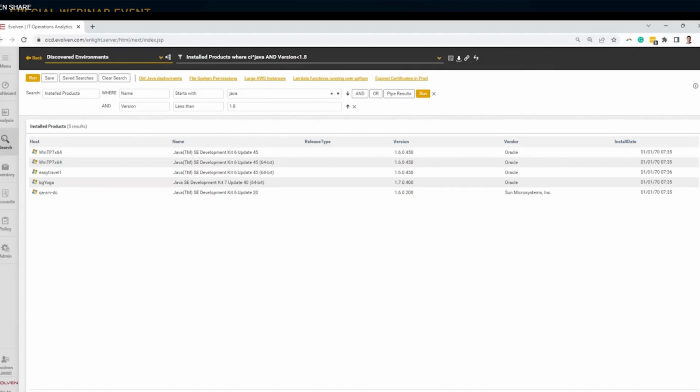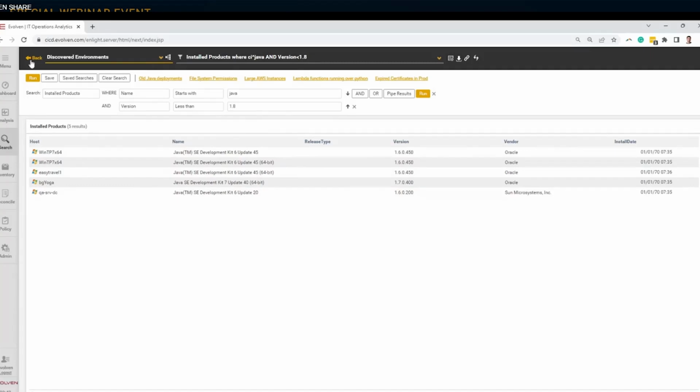In this case, we went under the installed products, and show me the products whose version is less than 1.8, where these are outdated versions of Java that have stability and security issues. And typically any regulation or any compliance standard will require you to update this old version of Java. And we can see actually where these old Javas are deployed, on which servers, and what kinds of Javas are deployed there.